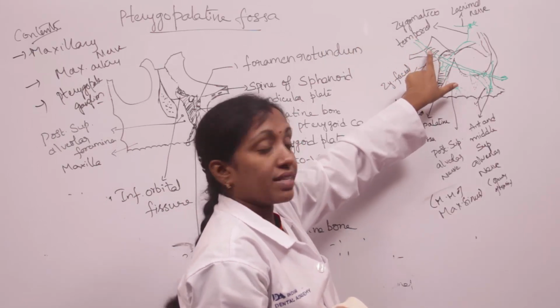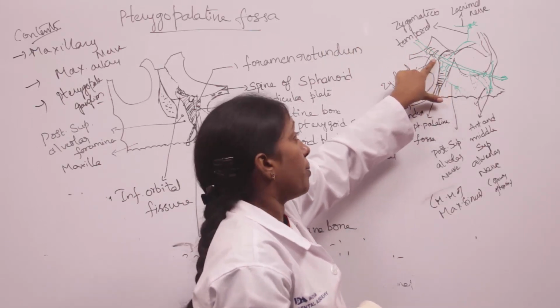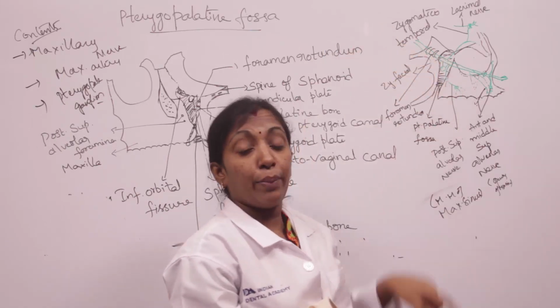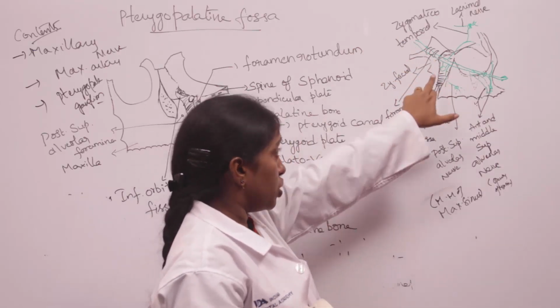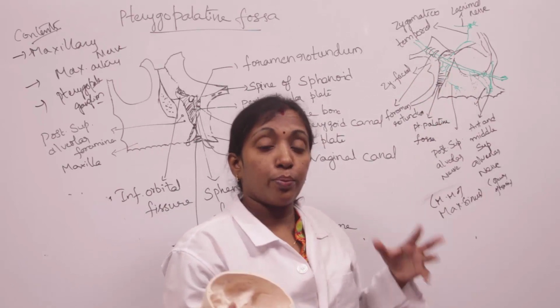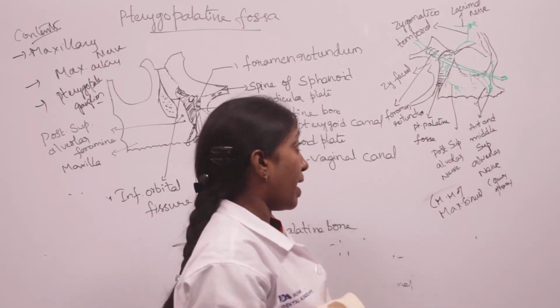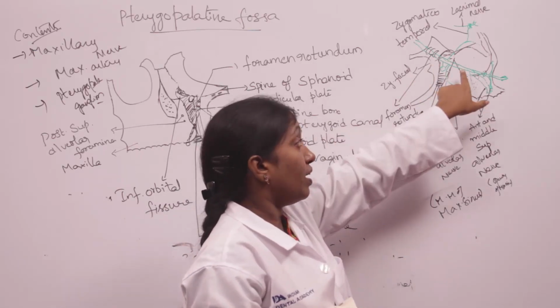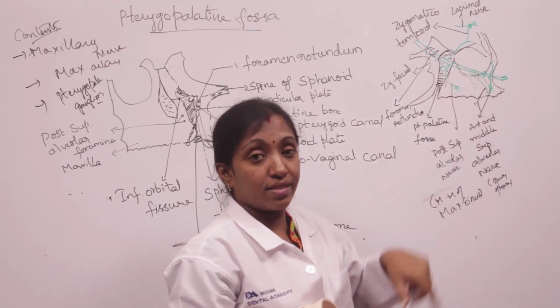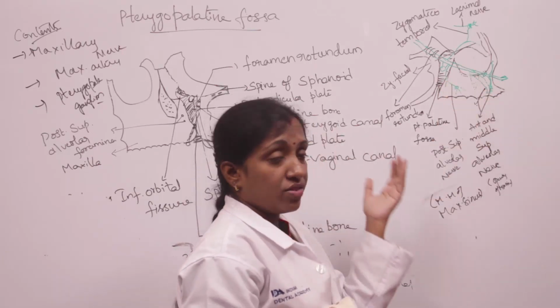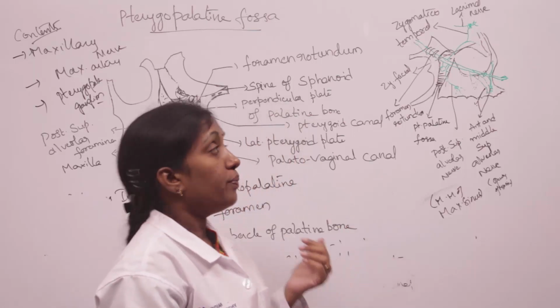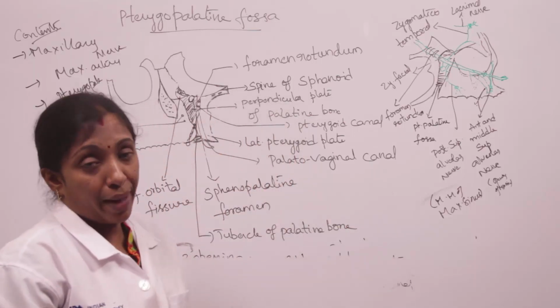Okay, so the maxillary nerve, after coming from the foramen rotundum, enters into the upper part of the pterygopalatine fossa, and it is situated on the posterior surface of the body of the maxilla. Then it enters into the inferior orbital fissure as the infraorbital nerve. Okay, coming to the branches, what are the branches that are given by the maxillary nerve?